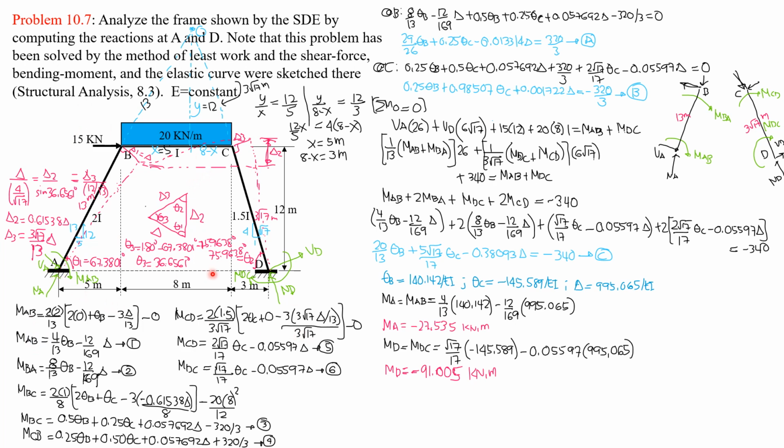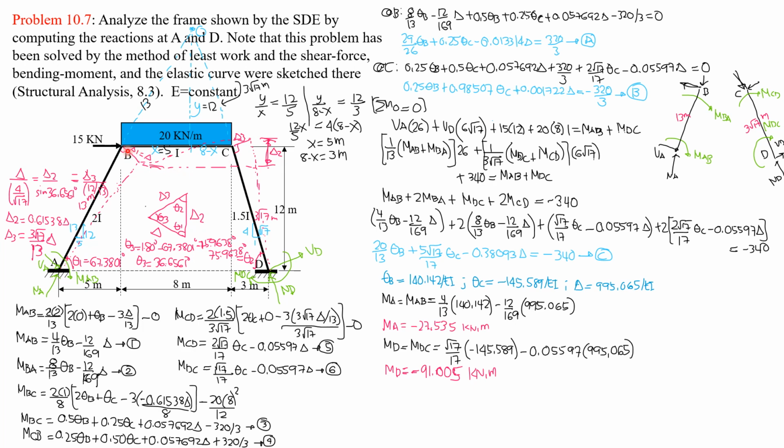Take note that A and D are fixed. Therefore, by three-moment equation, moment AB is 2EI, and since the moment of inertia is 2, I'll just consider EI as 1. So 2 times 2 over length. The length of this member AB is 13, square root of 5 squared plus 12 squared. So 13 times 2 theta A. Theta A is 0 plus theta B, then minus 3 delta over length 13. Minus 3 times delta. Delta 1 is delta over 13.